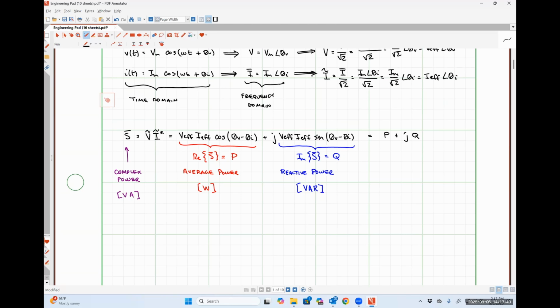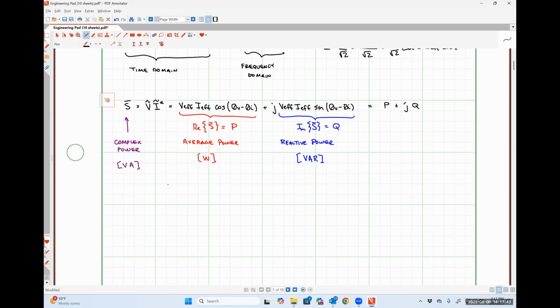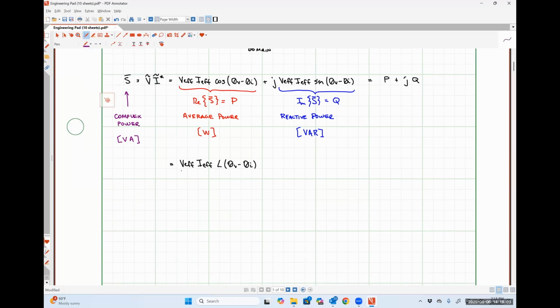All right. So in polar form, our complex power would be written as V effective times I effective with an angle of theta V minus theta I, where V effective times I effective is simply the magnitude of our complex power, and that is commonly referred to as the apparent power.